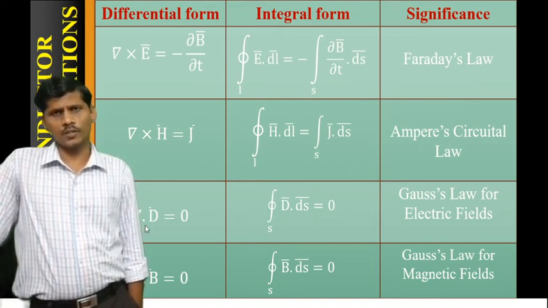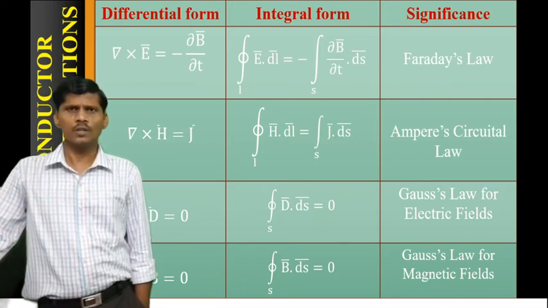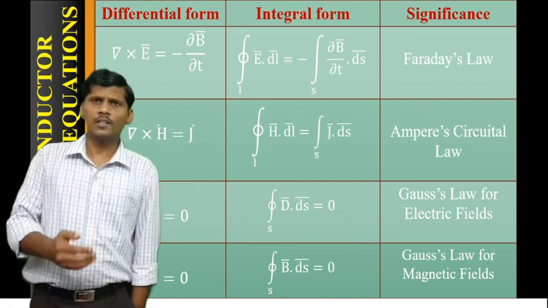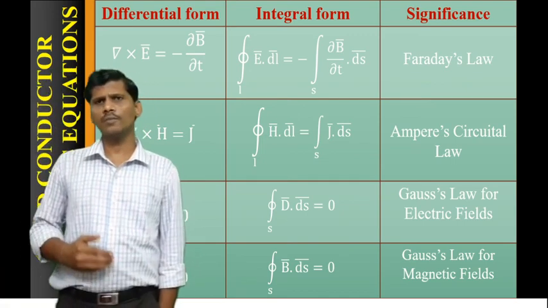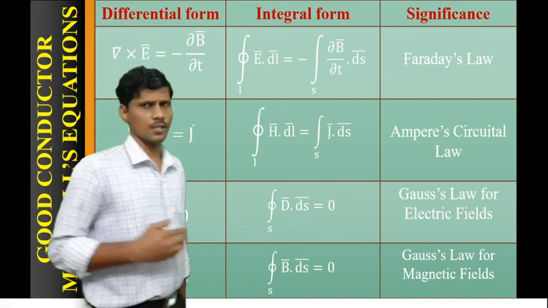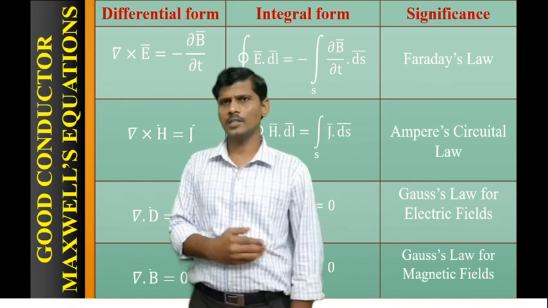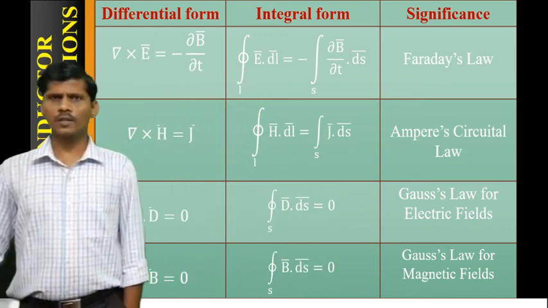And the third equation. For a good conductor, there is no volume charge density, rho is equal to 0. Applying that condition here, del dot D bar is equal to 0, and in integral form, closed surface integral of D bar dot ds bar is equal to 0. And the fourth equation is the same. So these are the Maxwell's equations for a good conductor.